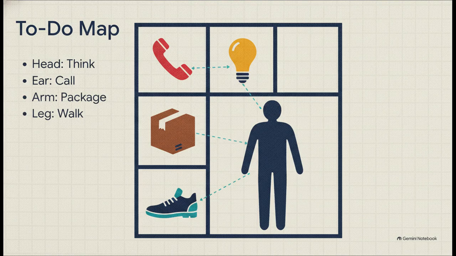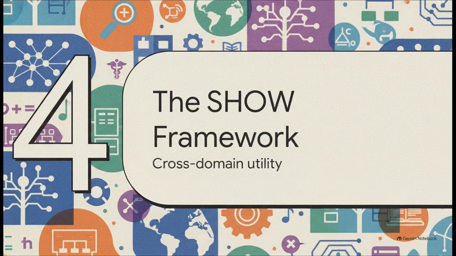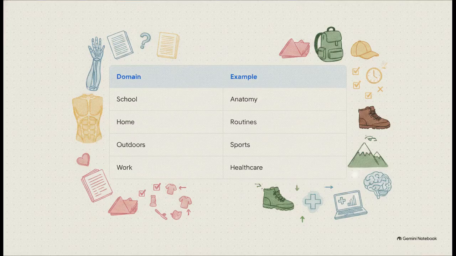When you need to remember what you have to do today, you don't even look for a piece of paper. You just mentally scan down your body, and the tasks naturally retrieve themselves based on location. Section 4. The SHOW Framework. Cross-domain utility. The grid becomes this incredibly reusable cognitive interface across school, home, outdoors, and work, what the source material calls the SHOW framework. At home, it could be a checklist for a kid's morning routine. Outdoors, a safety check for hikers.